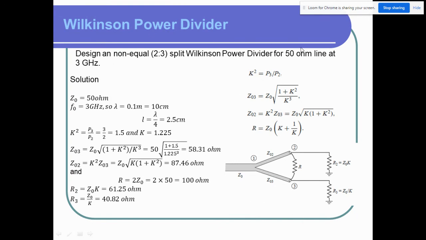With this Wilkinson power divider example, we conclude our power divider lesson. In the next lesson, we will include the coupled lines, the couplers actually. We will discuss the couplers and how to design the couplers and so on and so forth, inshallah.